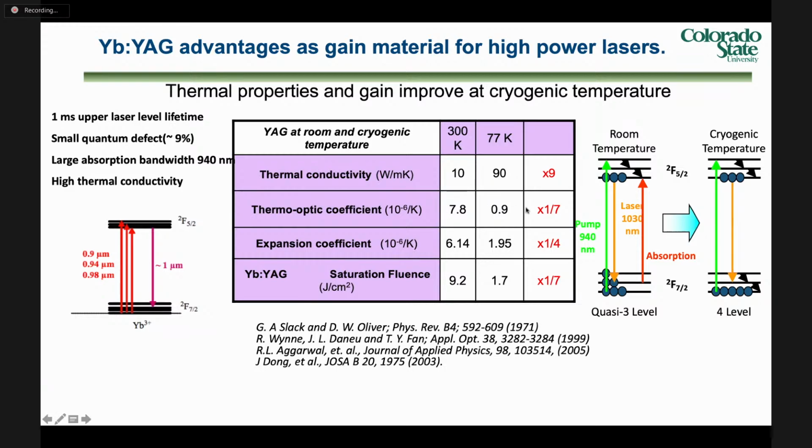And then pretty much everything improves, like the saturation intensity, which at room temperature is 9 joules per square centimeter, drops to 1.7 joules per square centimeter, allowing for efficient energy extraction. The thermo-optic constants also improve. And in addition, this system, which is basically a quasi-3 laser level system at room temperature, becomes a true 4 laser level system at cryo temperature, reducing the amount of laser diode power necessary to achieve threshold for laser oscillation.